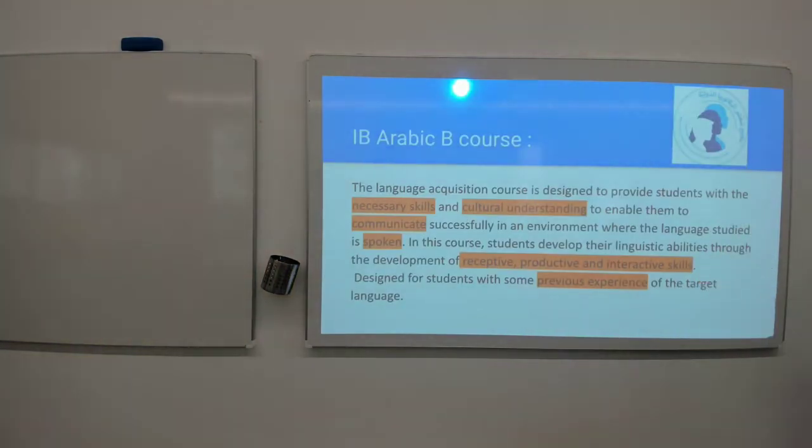The language acquisition course is designed to provide students with the necessary skills and cultural understanding to enable them to communicate successfully in environments where the language studied is spoken. This course is designed for students with some previous experience of the target language. For Arabic language B or French, you need to have some prior knowledge of the language. It's different from ab initio, which is completely for beginners of the language.